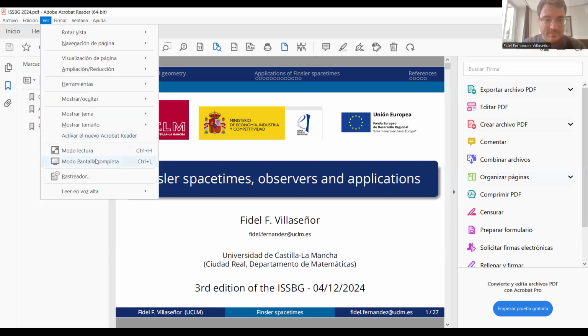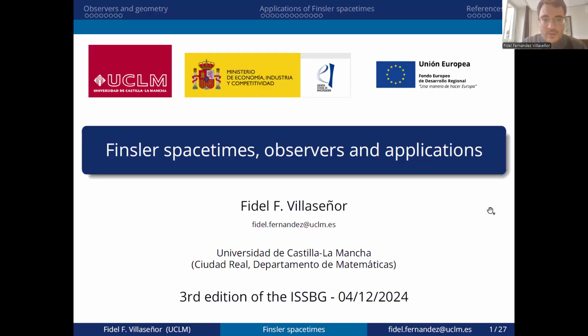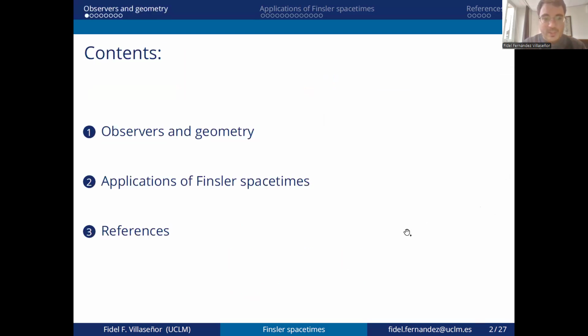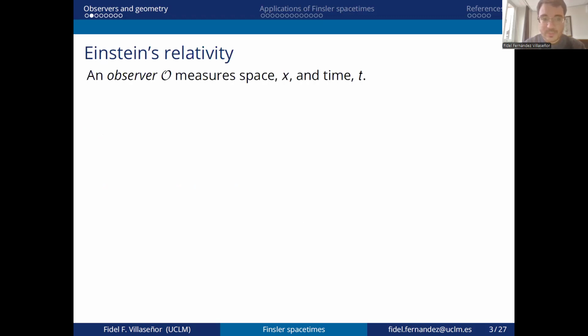I will talk about Finsler Spacetimes, observers, and the applications of this new type of geometry, which may be surprising. There is a wider range of applications, as we will see. But this will be the structure of my talk. First, I will talk about the basic foundations of this Finsler geometry from the viewpoint of observers. Then, as I said, I will discuss the different applications, and in the end, I will give you the main references. So, okay, what are observers?